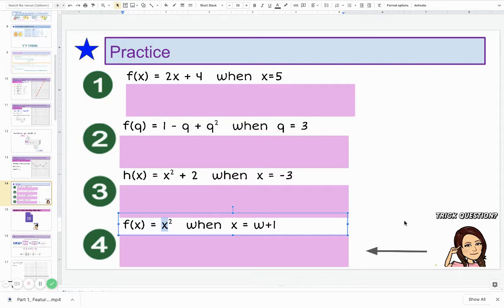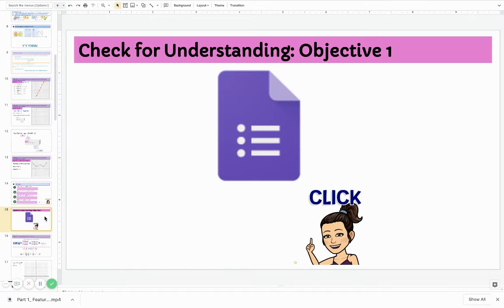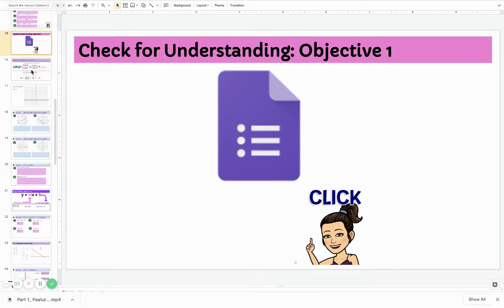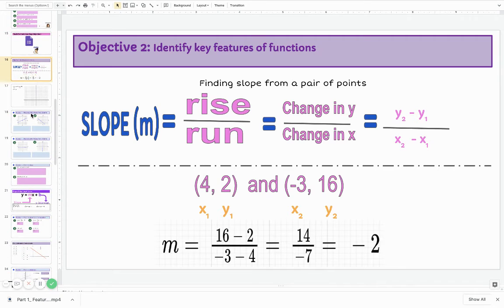Okay, and then I want you to remember or think of the FOIL method or distribution. So I want you to try that. And if you have not seen that before, we will go over it. All right, check for understanding for objective 1. See how you do. And then we're moving on to objective 2.